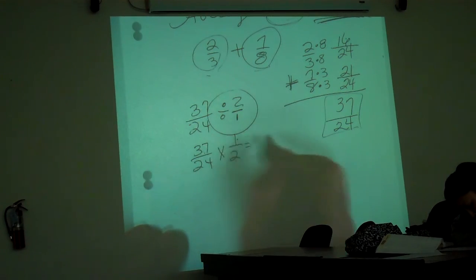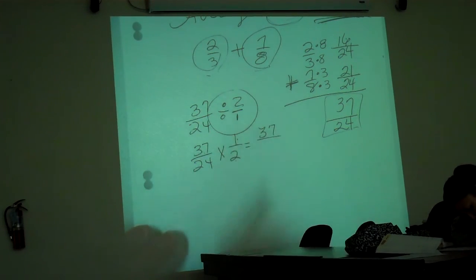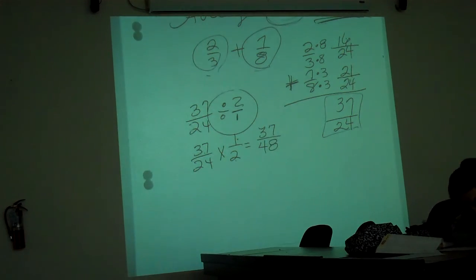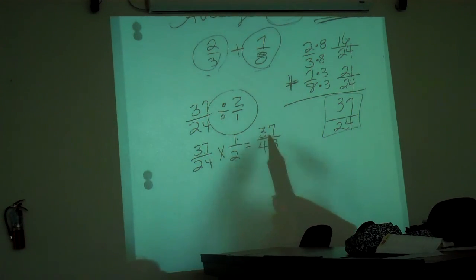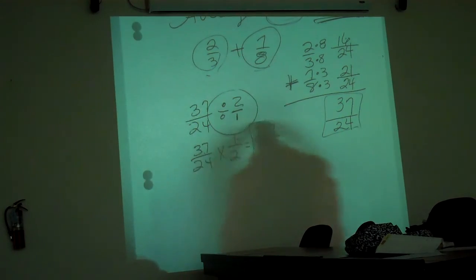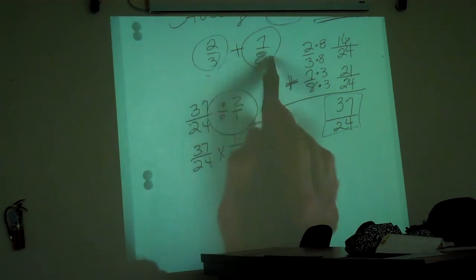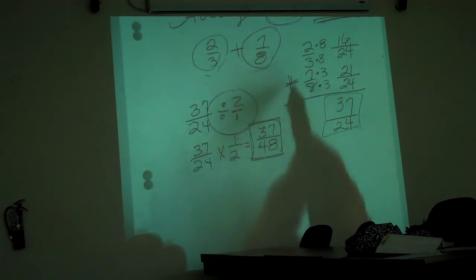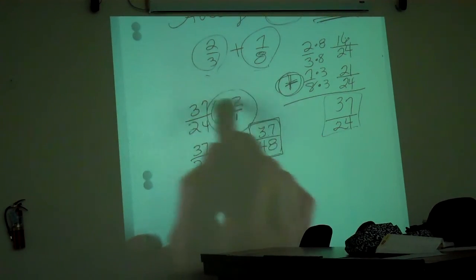So we have 37 times 1 is 37. 24 times 2, 48. And that will not reduce or simplify in any way, and it's not improper anymore, so that's going to be the average of these 2 numbers. So make sure you remember to add and divide.